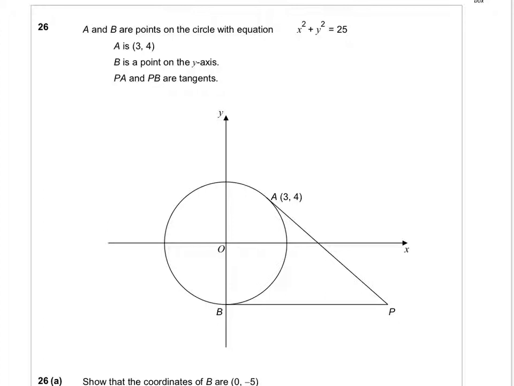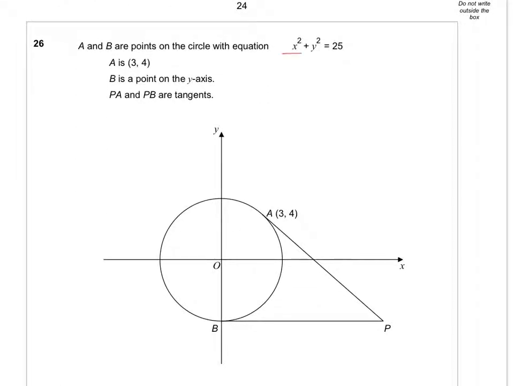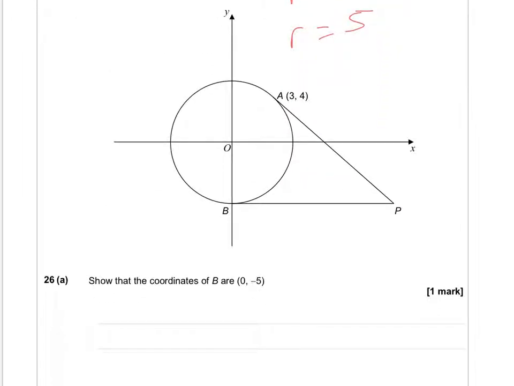Question 26 is having a look at the equations of circles with tangents, and the first part is saying to show that the coordinates of B are 0, minus 5. It tells us in the question that x squared plus y squared equals 25. This 25 at the end is the radius squared, so the radius must be the square root of 25, which is 5. Because the radius here is 5, the coordinates of B must be 0, minus 5, and a perfect explanation is just that the radius equals 5.